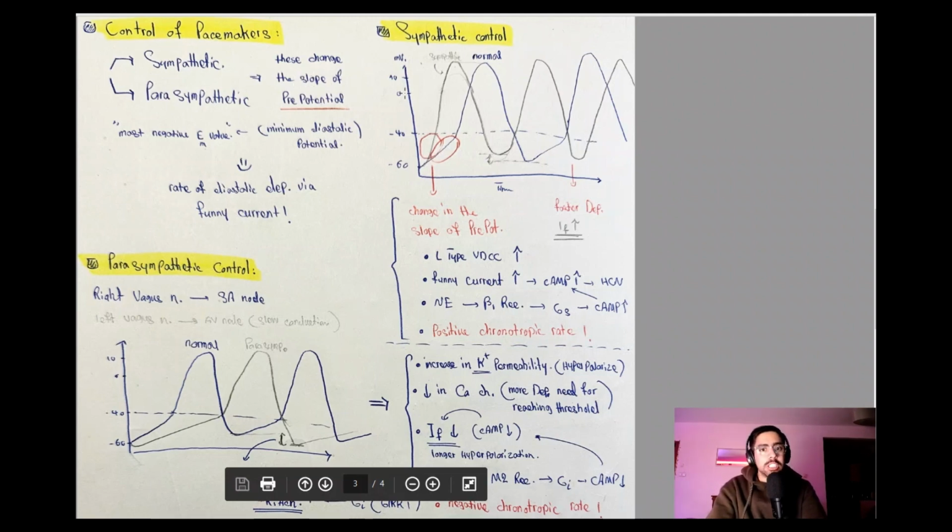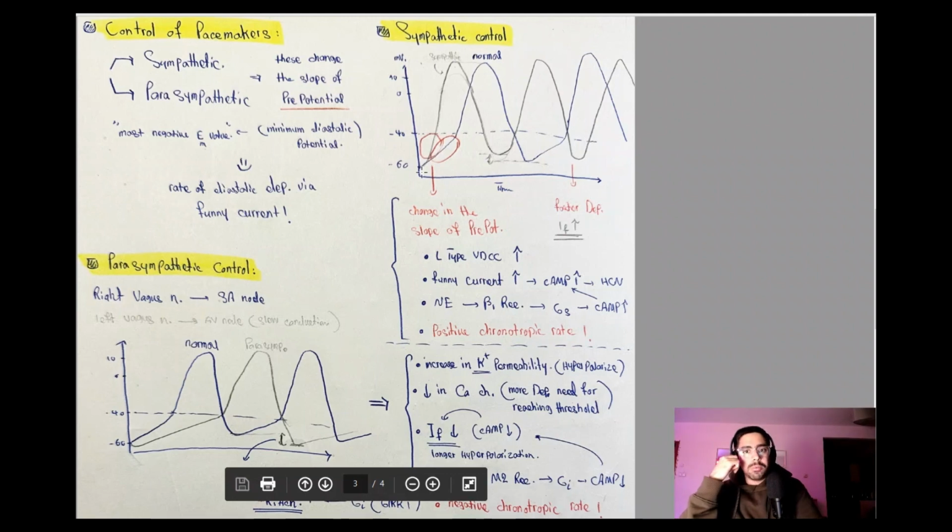What was the prepotential? This part, the one that the funny channel, the funny current, does, like the HCN channels. So they affect this part and the most negative part, as I wrote here, and they affect it by funny currents. So I explained all of them. First, let's talk about the sympathetic control of the SA node.